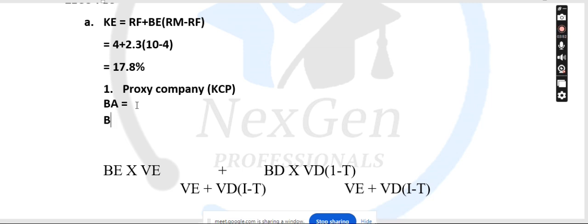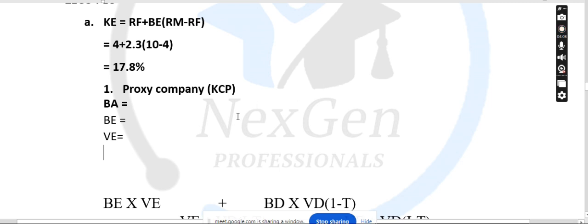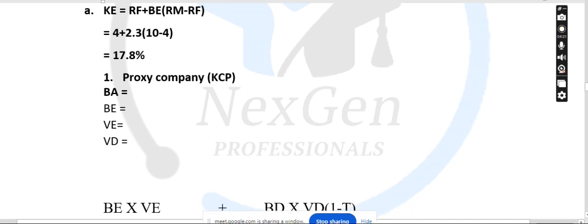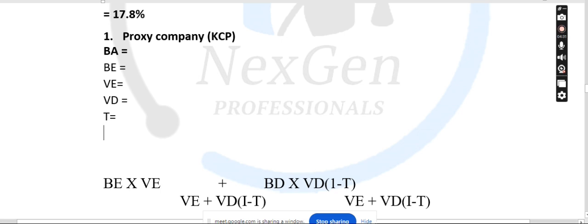First, what is the BE? BE, 2.3. BE for the proxy company. You need to get that. VE for the proxy company, which is the market value of equity. Then VD, which is the market value of debt, right? For the proxy company. Then the tax, which is the T of the proxy company. Then BD of the proxy company. This is step 2.